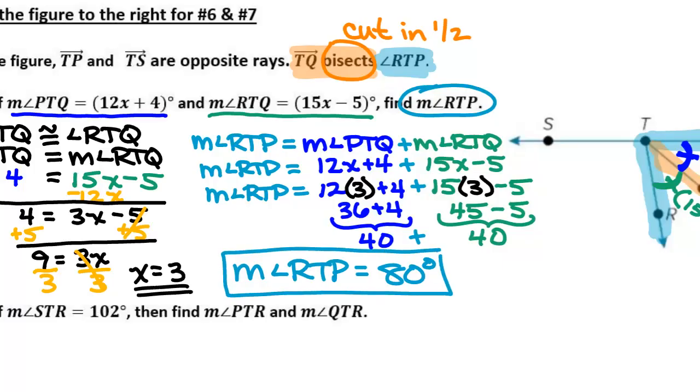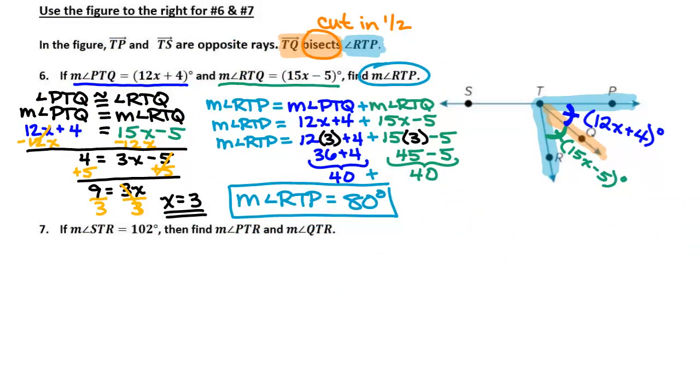Notice we got the exact same thing for angle PTQ and angle RTQ. We said they were congruent, so I'm not surprised that they came out to be the same number when we substituted in. We expect that to happen when they're congruent. What else would you guys like to see? Which one? 26? Absolutely, we can go to 26.